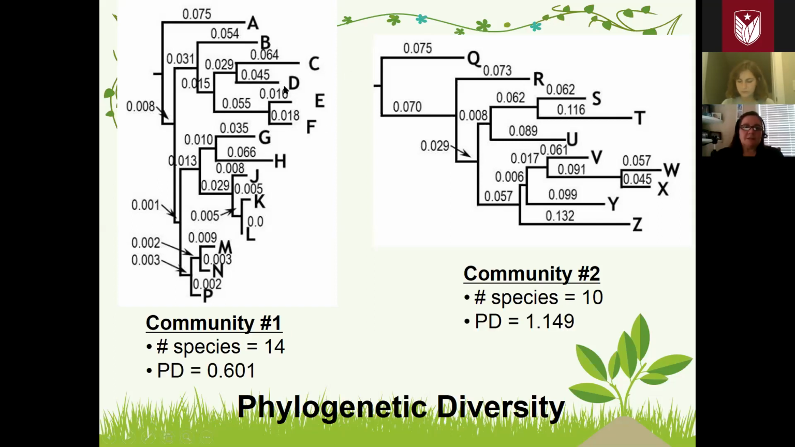Even though there are 14 species, these branches are all really short, so this metric number is quite a bit smaller than this one over here.